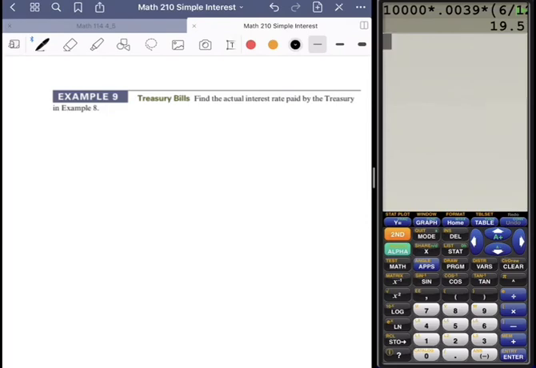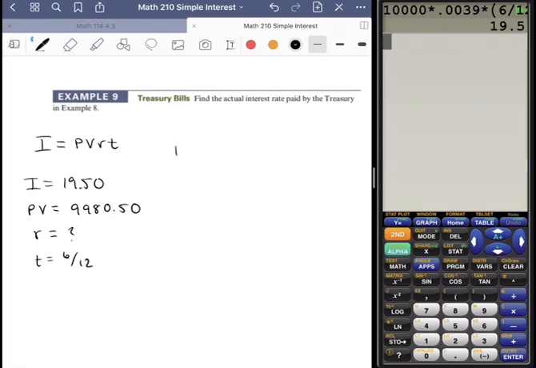Find the actual interest rate paid by the Treasury in example 8. Okay, so now we know interest equals present value, rate, and time. We already know from the previous that interest was 19.50. We had our previous value, which was 9,980.50, because that was the price after the discount, remember? We have a rate, which is what we're looking for, and time is 6 out of 12. So this is 19.50 equals 9,980.5 times R times 6 out of 12.